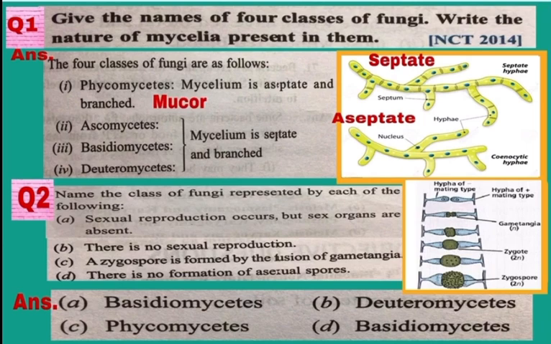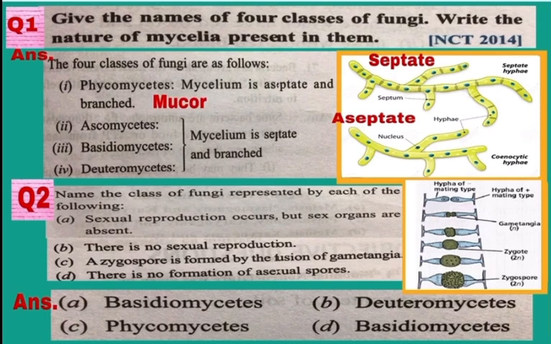Number 1 is Phycomycetes. किस तरह के mycelium होते हैं Phycomycetes में? In this, mycelium is aseptate and branched. And you can see in the diagram, mycelium एक continuous tube की form में है and many nucleus are present in the cytoplasm. Means it is multinucleated. And we can call them as cenocytic hyphae or aseptate hyphae.